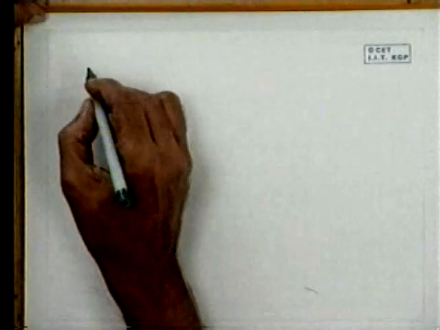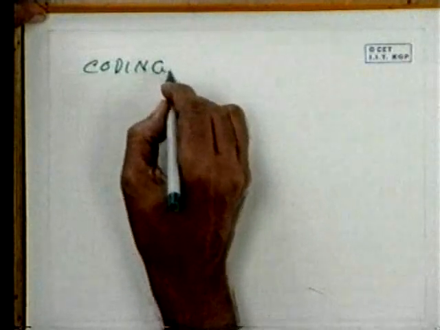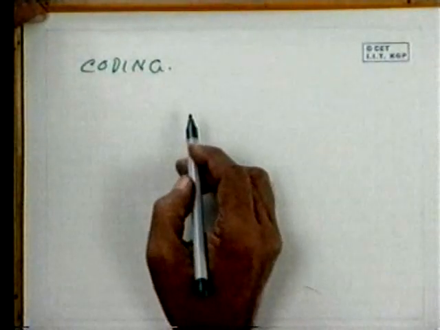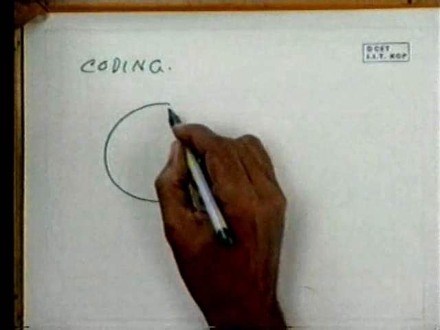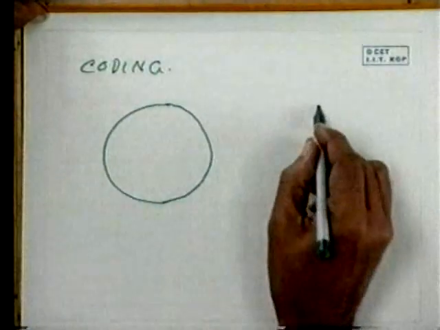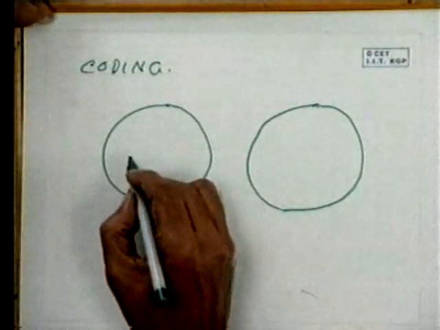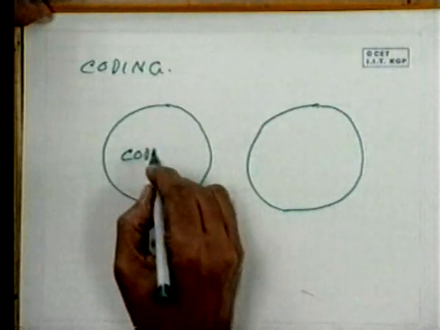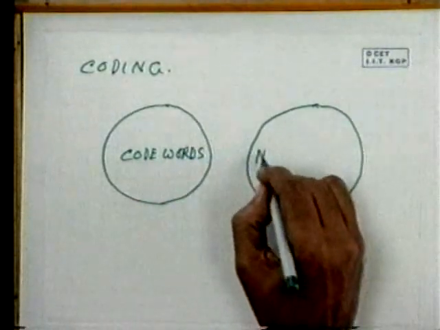You may look at it from another angle, which is the coding angle. What you are doing here, after adding those additional bits, you are dividing the total code set into two parts. One is code words, another is non-code words.